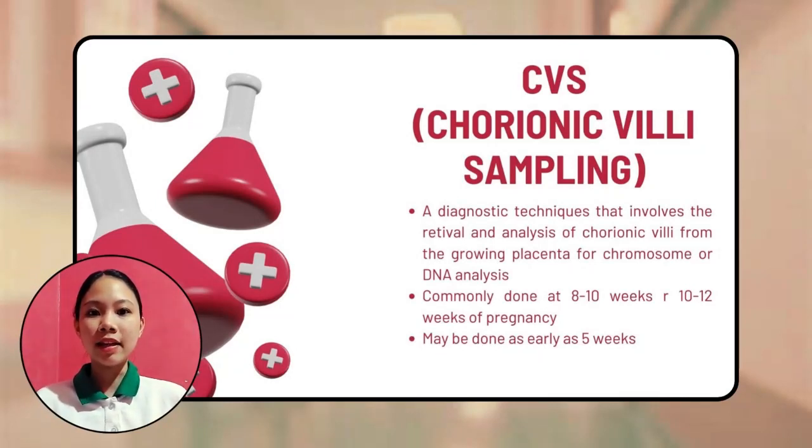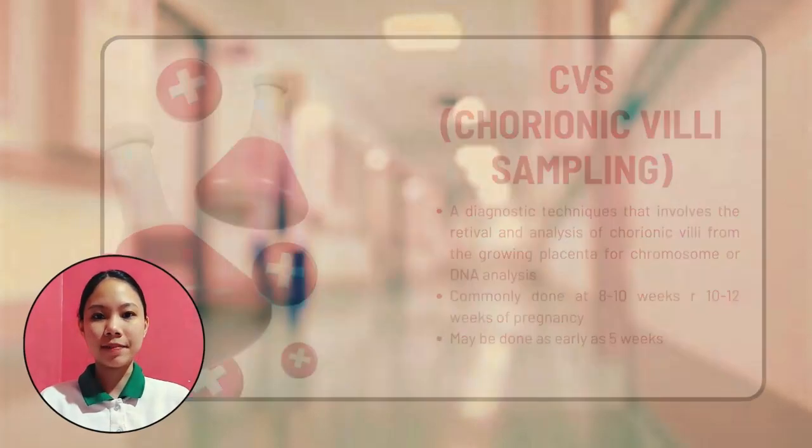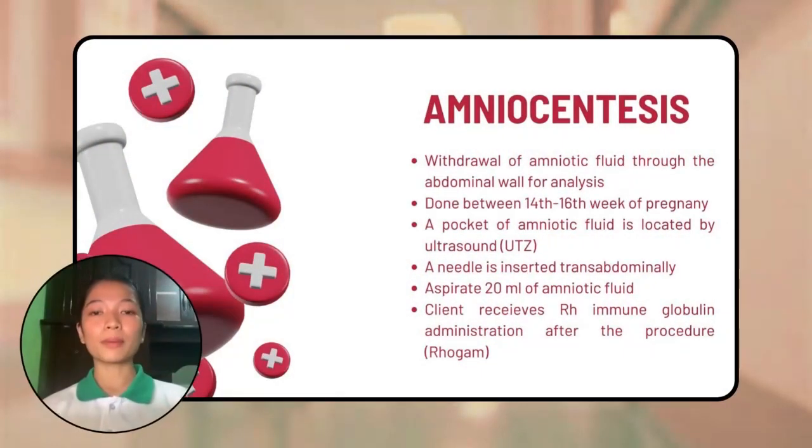It is a diagnostic technique that involves the retrieval and analysis of chorionic villi from the growing placenta for chromosome or DNA analysis, commonly done at 8 to 10 weeks or 10 to 12 weeks of pregnancy. This may also be done as early as 5 weeks. Now, I will talk about amniocentesis.